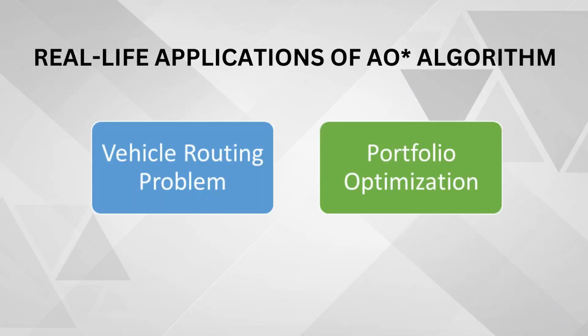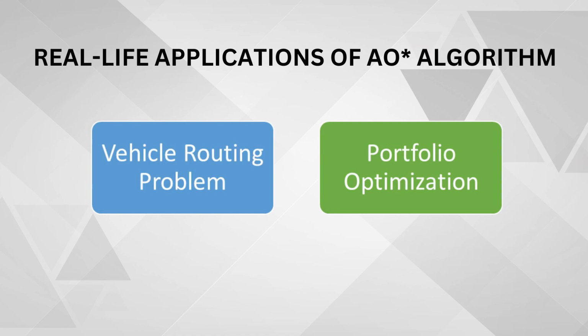Now, we come to the point where we can explore the real life applications of the AO star algorithm. So, first is the vehicle routing problem. The vehicle routing problem is determining the shortest route for a fleet of vehicles to visit a set of customers and return to the depot, while minimizing the total distance travelled and the total time taken. The AO star algorithm can be used to find the optimal routes and satisfy both objectives.